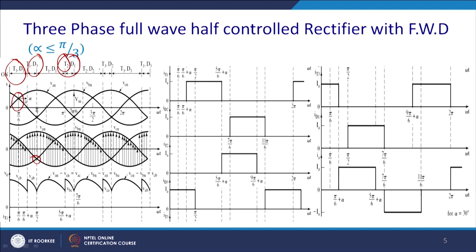And after that, at the zero crossing of this point, there will be a phase change, and here T3 D2 will conduct and the same sequence will continue. So, here instead of the 4 pulses previously, the voltage will be continuous and we will get 6 pulses.